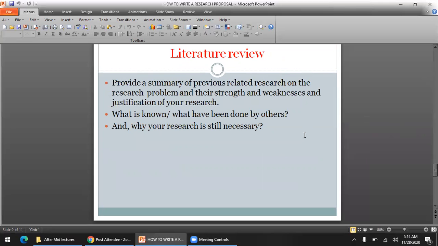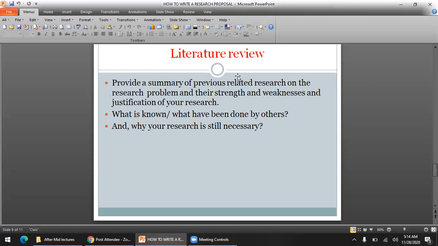And the third part of a research proposal is the literature review. Literature review means providing a summary of previous related research on the research problem, their strengths and weaknesses, and justification of your research. Not only research, but you can also review books, journals, articles, theses, and other online sources. We can also study all those things in this review. What is known, what has been done by others, and why your research is still necessary.